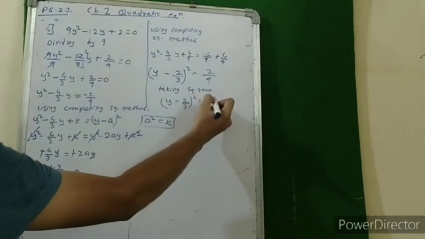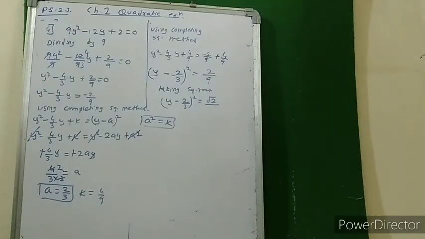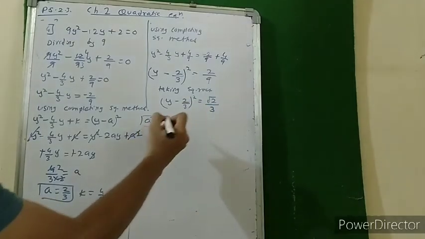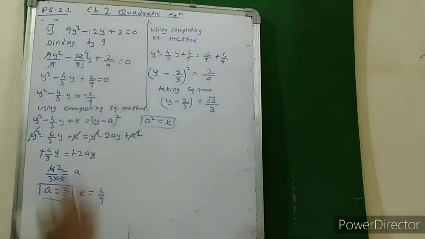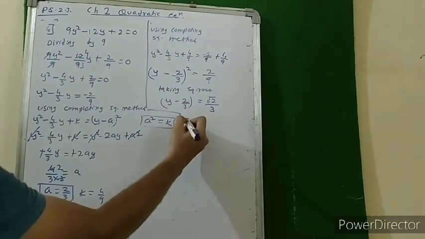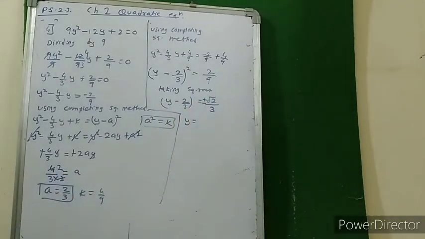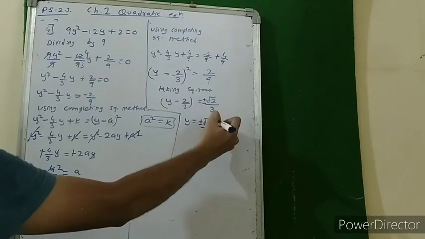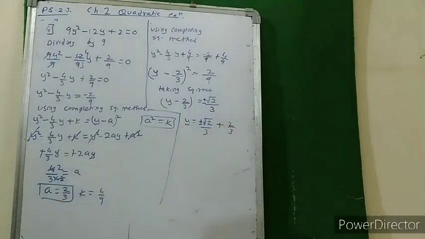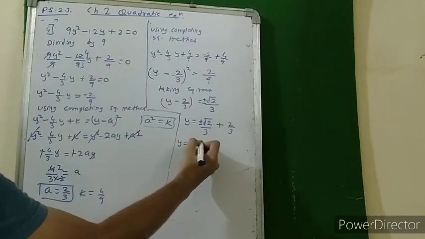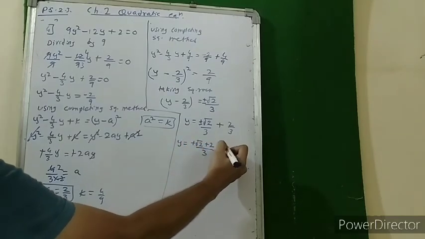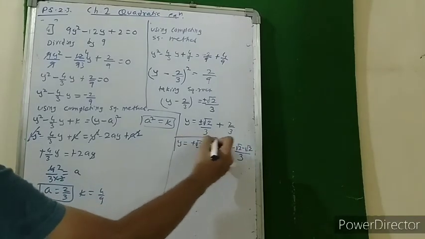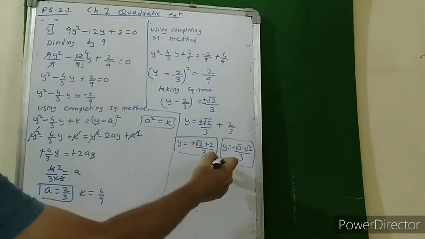The whole square is equal to the square root of 2 upon, what is the square root of 2? It is root 2, and what is the square root of 9? It is 3. So taking square root, we don't have the square form. Value of y is equal to, don't forget to write plus minus, plus minus root 2 upon 3. Minus 2 upon 3 will become plus 2 upon 3. So the value of y is plus root 2 plus 2 upon 3, or y is equal to minus root 2 plus 2 upon 3.